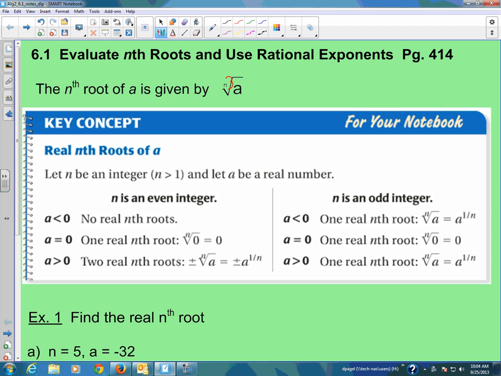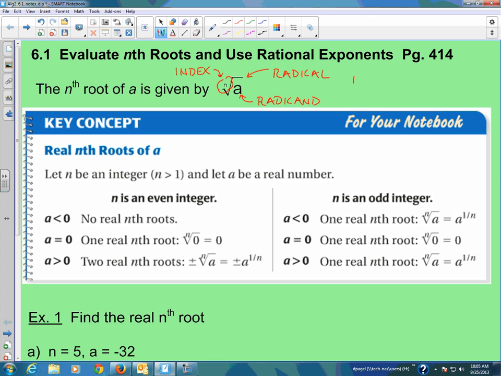So in this setup right here where we have this radical and then this little n out in front of the radical and then an a underneath the radical, this is called the index. And this is called the radicand. And the symbol we talk about when we take roots is the radical. So we're going to see how this relates to some of our exponential properties that we looked at in chapter 5. So rational exponents. What's a rational number?